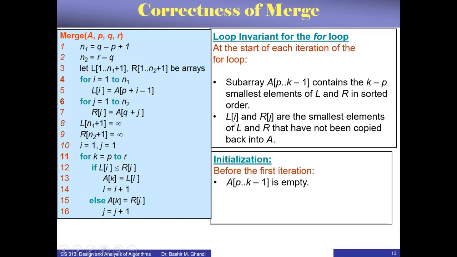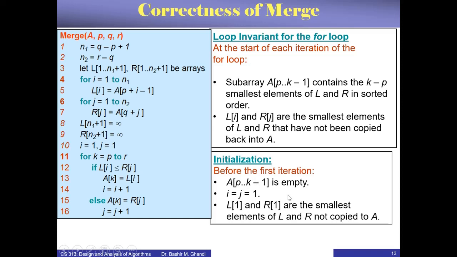What about L at I and R at J? Are they the smallest elements of L and R? Well, definitely yes, because I and J are both 1 at this point. Okay, I is equal to J equal to 1. And obviously, since we know that the 2 subranges are sorted, definitely L1 and R1 are the smallest elements of L and R. And they have not yet been copied to A.